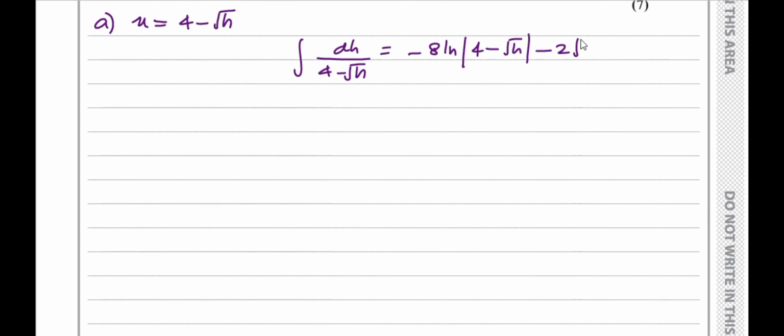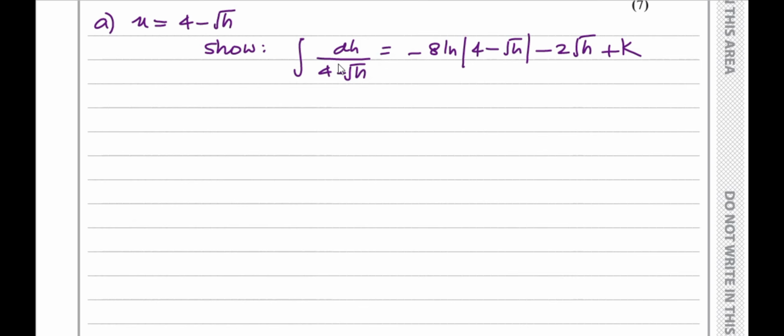So u equals 4 minus square root of h, and using this we need to show that the integral of dh over 4 minus square root of h equals minus 8 ln(4 minus square root of h) minus 2 square root of h plus k. When we use substitution, it means we need to remove every bit of h, including the dh, and write it in terms of u.